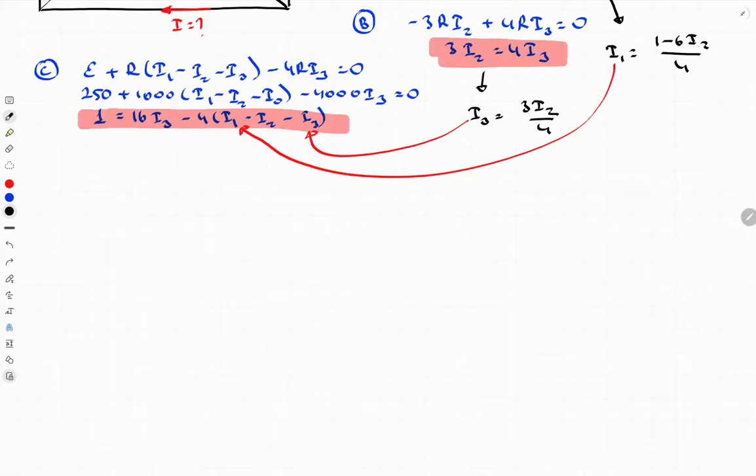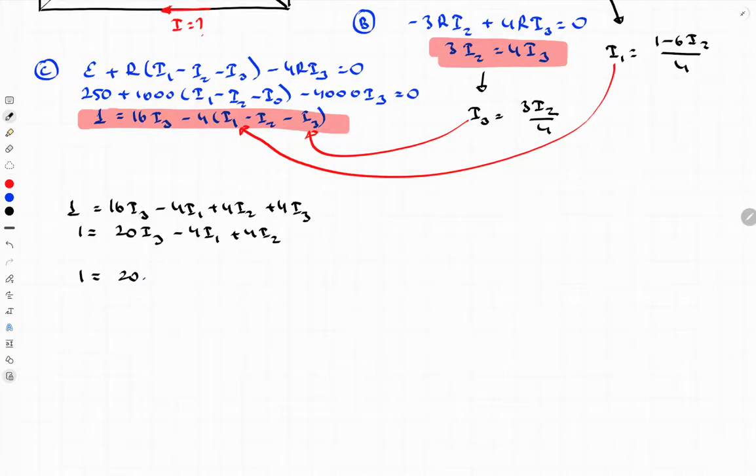1 equals 16 times I3, which is, first of all, let me open this bracket, 4I1 minus 4I2 minus 4I3, basically 20I3 minus 4I1 plus 4I2. So I3 equals 3I2 over 4, and I1 equals (1 minus 6I2) over 4. So pay attention, in this equation we have only one unknown, I2. It means we can solve this problem.